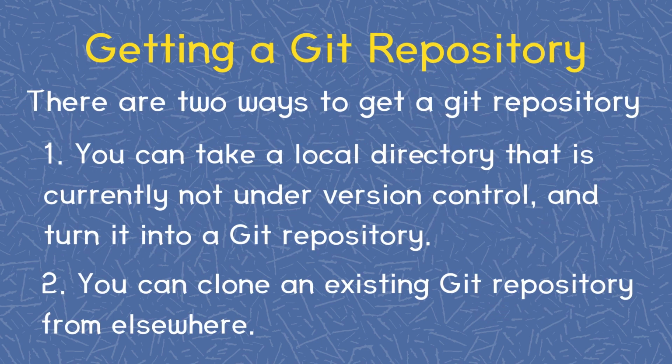There are two ways to get a Git repository. You can take a local directory that is currently not under version control and turn it into a Git repository. Or you can clone an existing Git repository from elsewhere, such as remote servers like GitHub, Bitbucket.